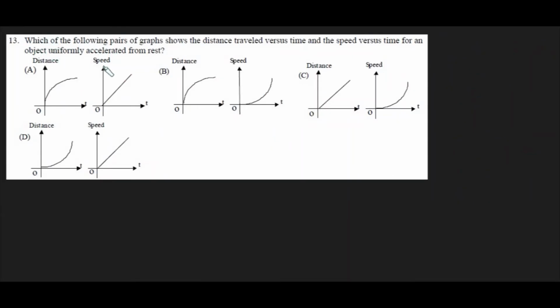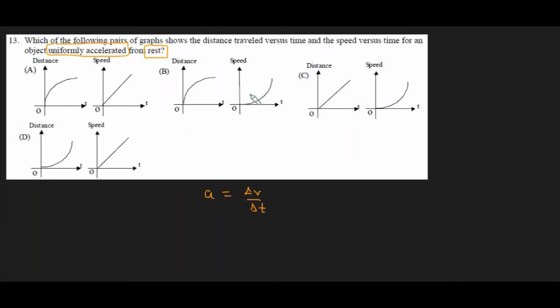So here it is given, which of the following pairs of graphs shows the distance traveled versus time and the speed versus time for an object uniformly accelerated from rest, which means the initial velocity is equal to 0, and from there it is uniformly accelerated. That means the acceleration can be represented by delta v upon delta t, which means if we consider the velocity time graph, it should be a straight line, since the acceleration is uniform.